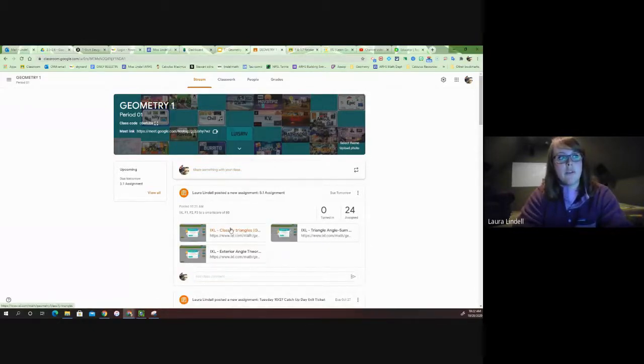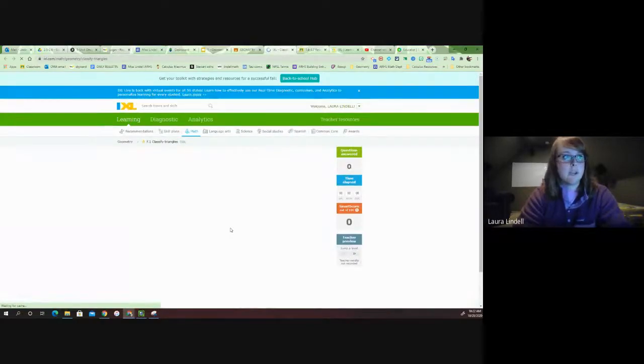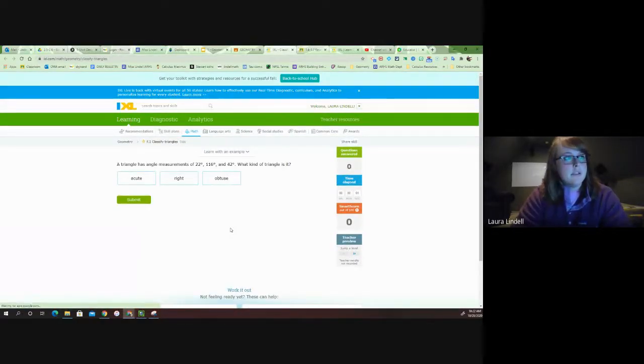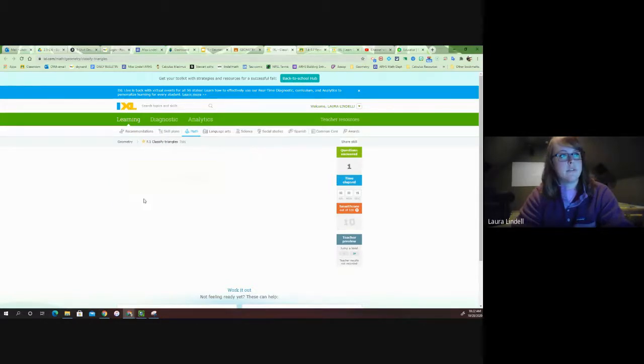The first one, F1, is about classifying triangles, so it's all about our vocab. So you'll see things like a triangle has angle measures of 22, 116, and 42. What kind of triangle is it? Well, 116 is an obtuse angle, so that means it's an obtuse triangle. Or a triangle has measures of 76, 43, and 61. What kind of triangle is it? Well, none of those are 90 or bigger, so they are all acute, so it's an acute triangle.